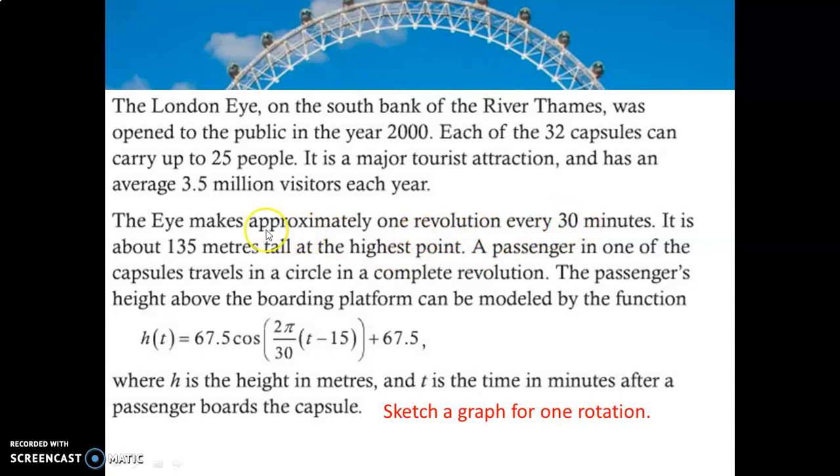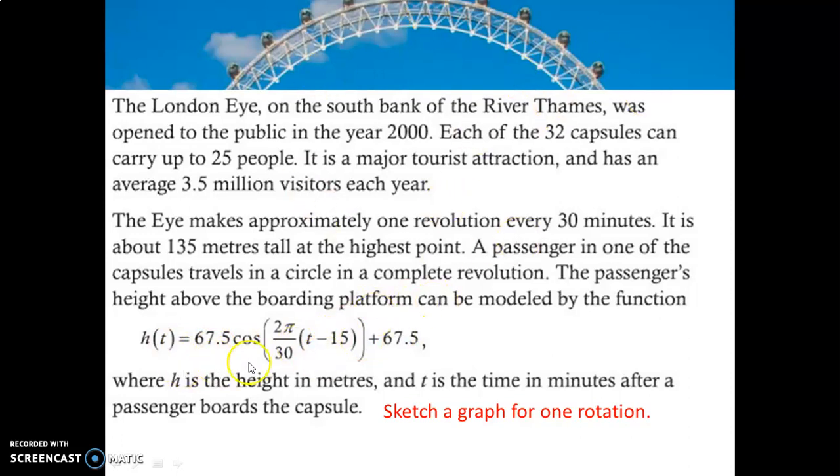It is about 135 meters tall at the highest point, and a passenger in one of the capsules travels in a circle to complete the revolution. Basically, here is the function representing the height of the person based on time. So during their whole 30-minute trip, this function will produce all the different heights they reach as they go around this circular Ferris wheel.